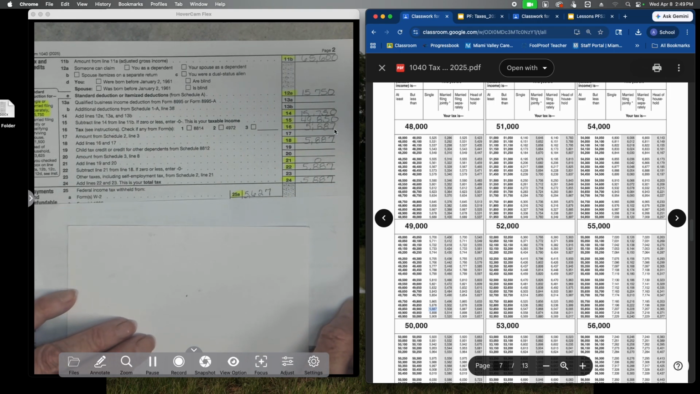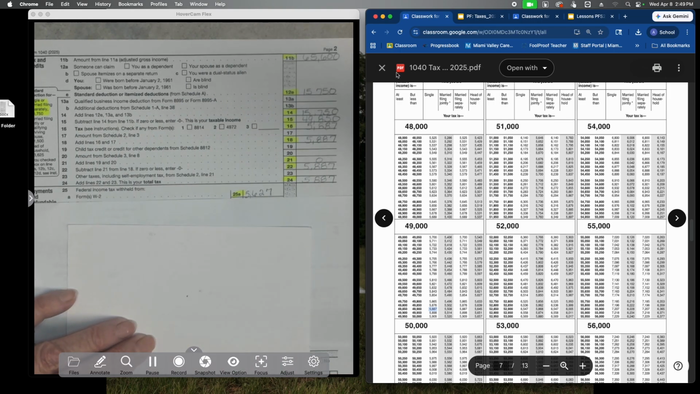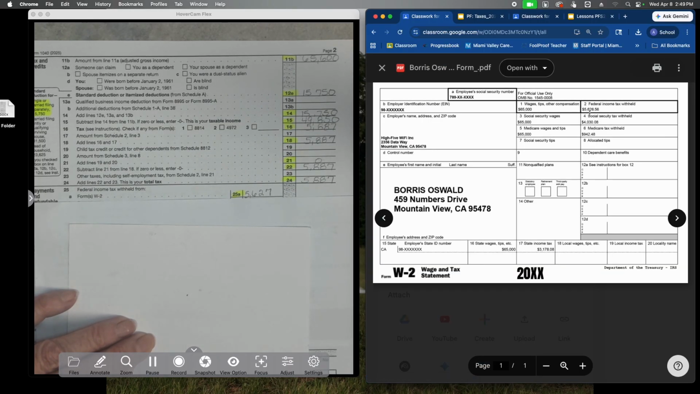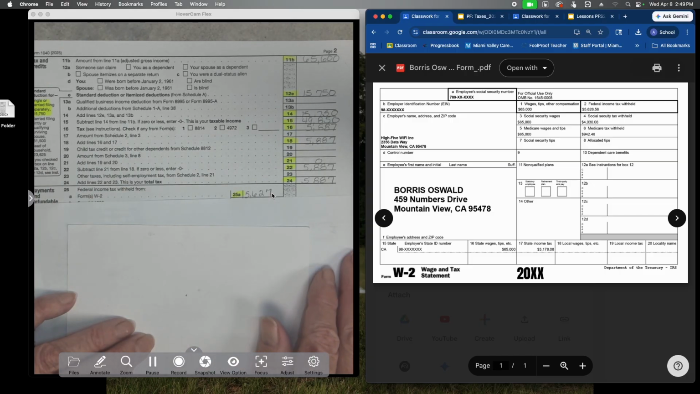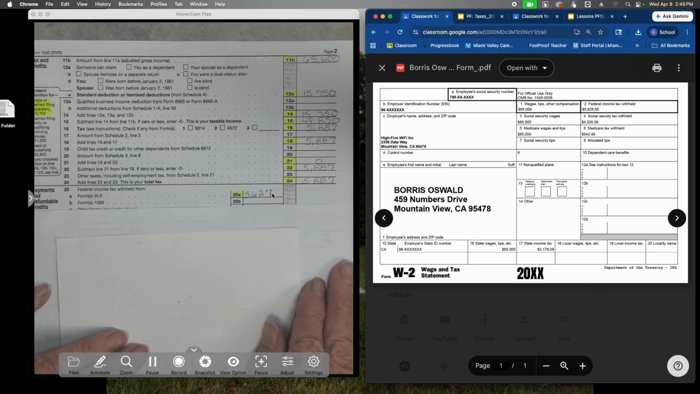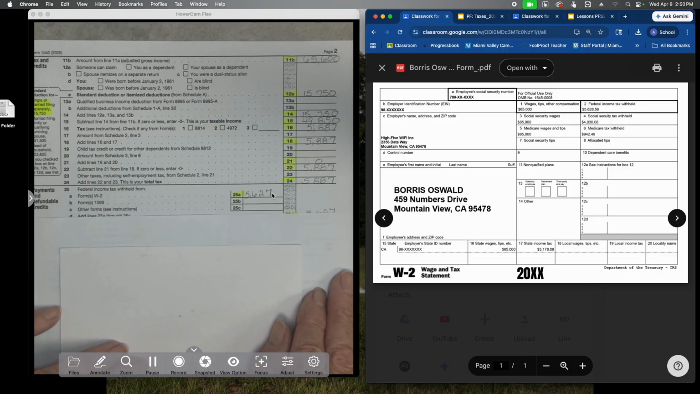Now we're going to look at our W-2. So if I go back out of here and I look at Borris's W-2, you can see that he had $5,626.56 withheld. So we are going to round that to $5,627. Then if we had a 1099, we would list that there if this was an income 1099. So we do not. So we're going to put $5,627.